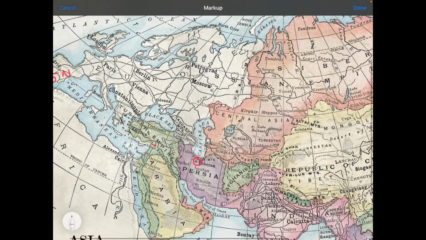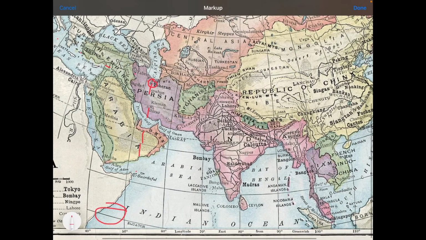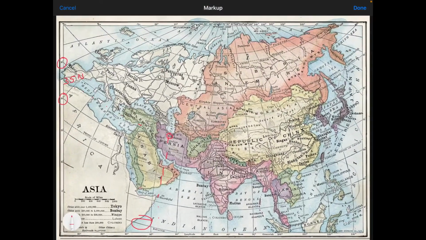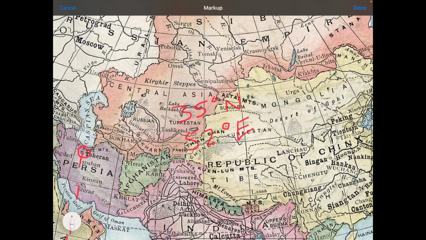And now let's find the longitude. So the longitude's here, we follow this down, and you can see it's between 50 and 60 degrees east, but it's closer to 50, so I will say it's 52. So if we look at that, that's 35 degrees north and 52 degrees east. That will bring you to Tehran on the map.